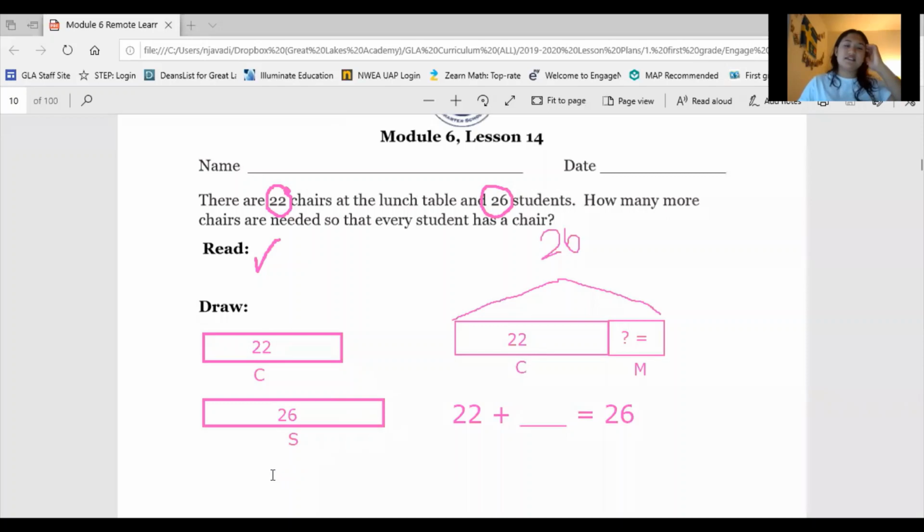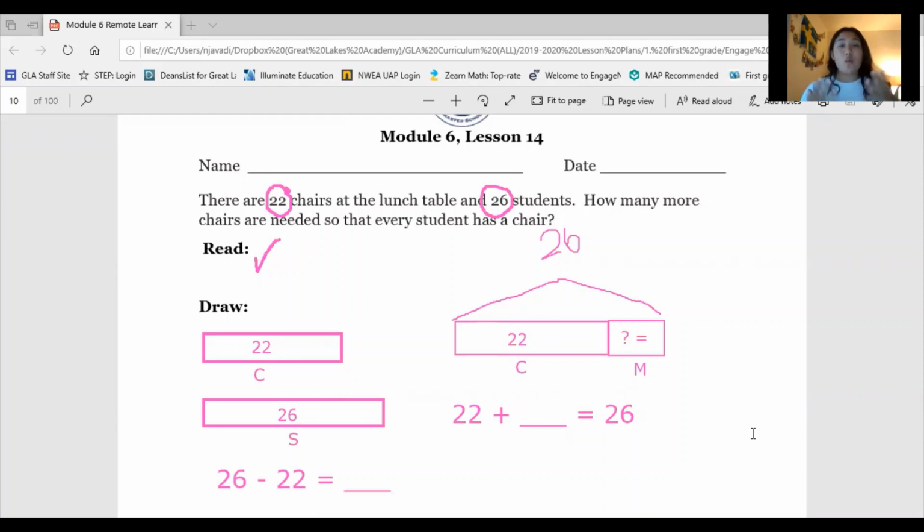If I was going to use a subtraction number sentence, I know that I need a total of 26 students to have chairs, and the difference between the number of students and the number of chairs would be 26 minus 22, and then we would get our answer.